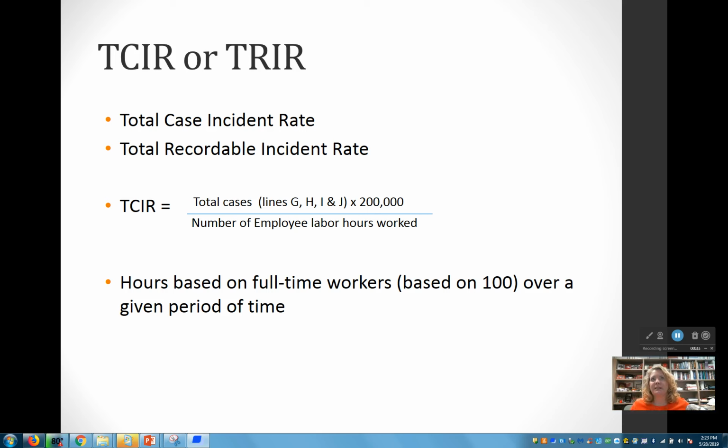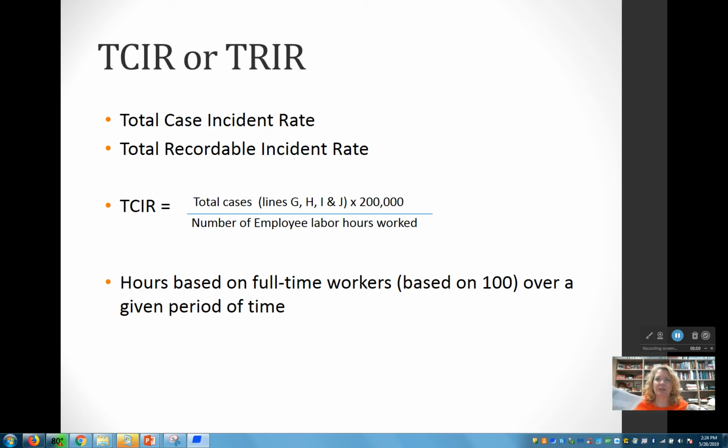We're looking at the TC, which is total case incident rate, or the total recordable incident rate. Those are kind of used synonymously. It just depends. What you're going to do on your sheet, under columns G, H, and I, right here, is add all of those up and then multiply them by 200,000.